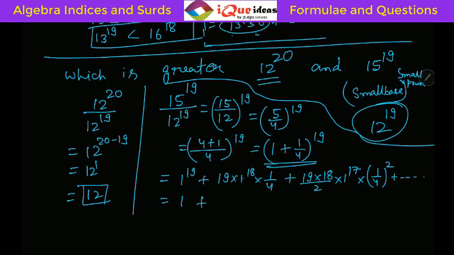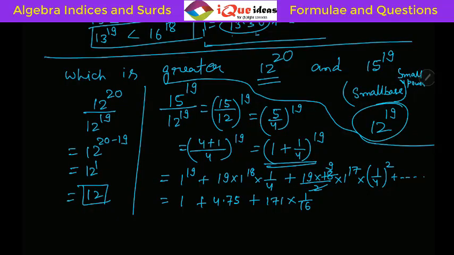Second term is 19 into 1 divided by 4. 19 divided by 4 will be 4.75, right? Plus the next one is 2 divides 18 nine times. 19 nines are 171, into 1 by 4 square is 1 by 16, right? Now 171 divided by 16 is almost 10, or in fact a little more than 10. Even if I just take it to be 10, no problem, because it is 1 plus 4.75 plus 10 plus something more, which is clearly 10 plus 4 is 14, plus 1 is 15, or close to 16, so 15.75.